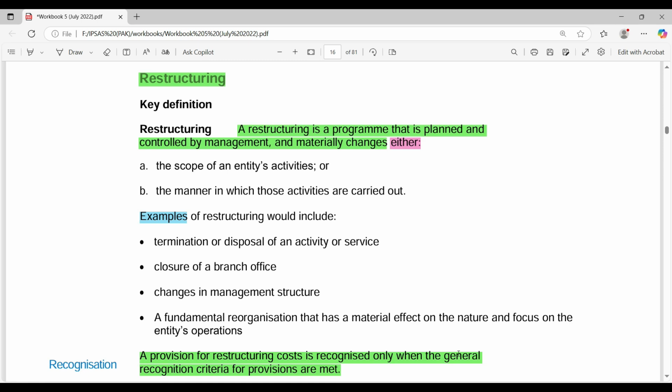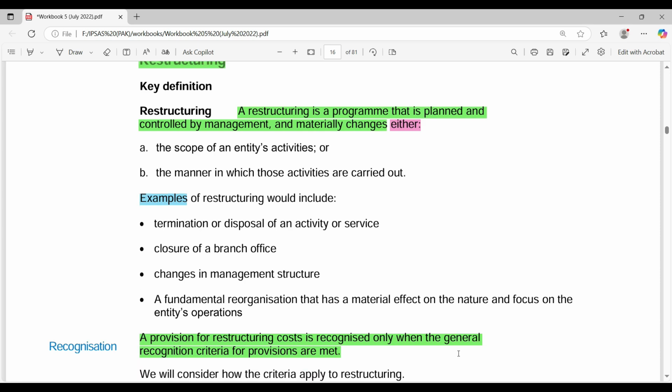Examples: termination or disposal of an activity or services, closure of a branch office, it means that you are restructuring your office, changes in management structures. These are the examples of restructuring.